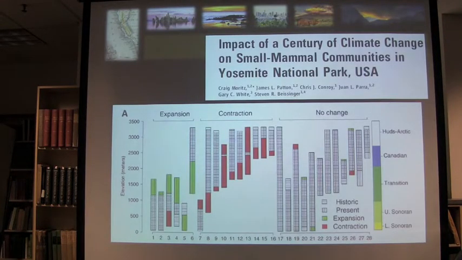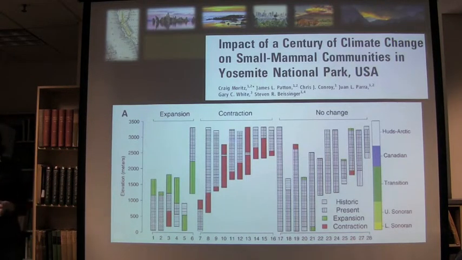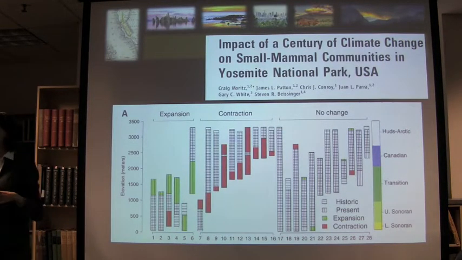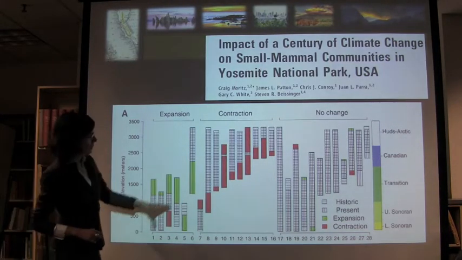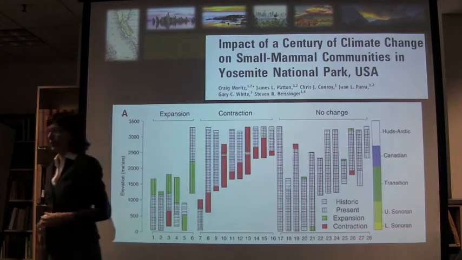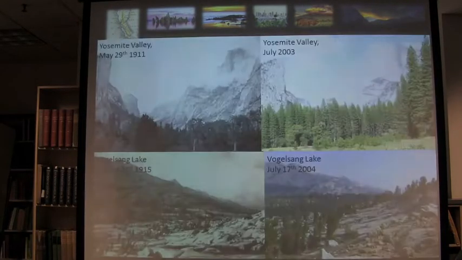So this led to a very prominent publication in 2008 by the previous director of the museum, Craig Moritz, that shows that despite there being significant range changes in small mammal communities, there is this general trend that many species are moving upward, and that was associated with climate change over the last century.